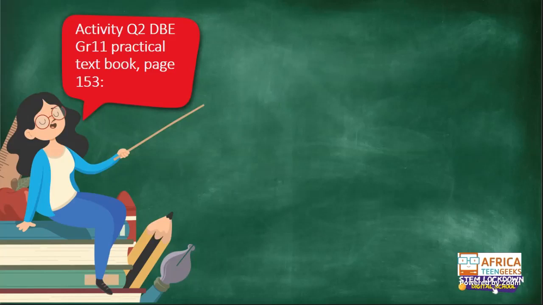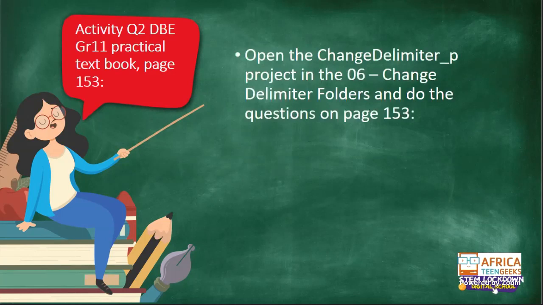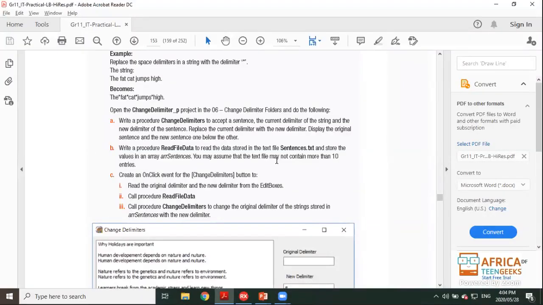Okay, so we are now going to jump into our activity. It's in the DBE Grade 11 Practical Textbook. It's on page 153. And we're going to open the Change Delimiter project in the folder called 06. You will find that on the link that I shared at the end of every lesson. You can download all those, the DBE textbooks, as well as the data files. And in chapter 6, you will get this project called Change Delimiter, and you can go and do it yourself after this lesson. So I'm going to now jump to, firstly, the textbook.